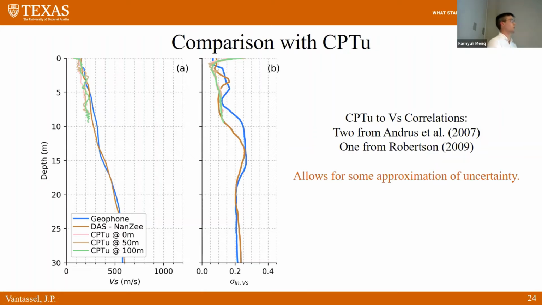And so what this is showing is that the MASW measurements that we're able to get is giving us reasonably consistent shear wave velocity as we would get from invasive testing, and a similar uncertainty as well.